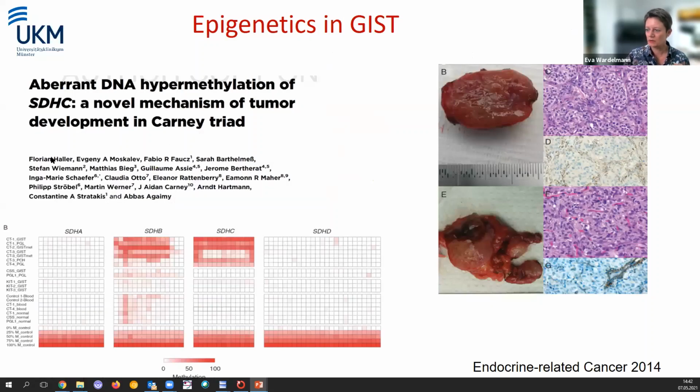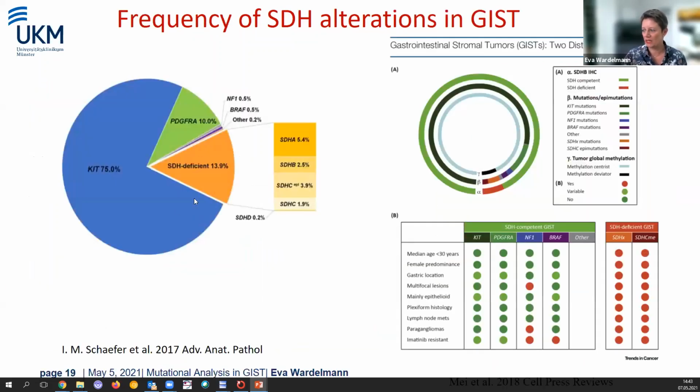One interesting finding was found, in fact, in Germany by Florian Haller and his group. There is also one mechanism where the SDH complex gets a defect through some regulation processes and not through a mutation. So this is, again, a specific subgroup of GIST, and the disease belonging to that is Carney triad. I cannot go into detail because it takes too much time, but I just want to explain that there are different mechanisms how the SDH complex can have a defect. And if we now look, how many cases are these? Then we see, oh, wow, in this collective from Inga-Marie Schäfer, at least 13.9%. This is a large number.